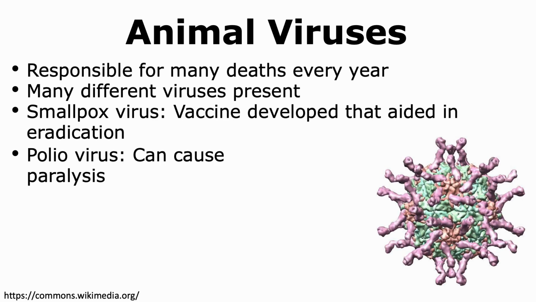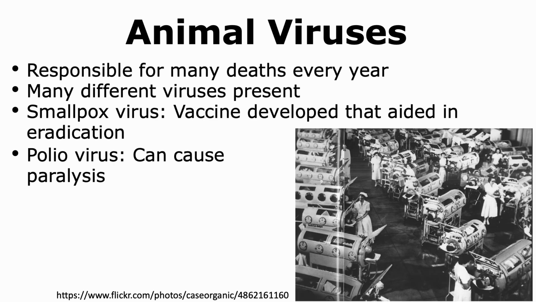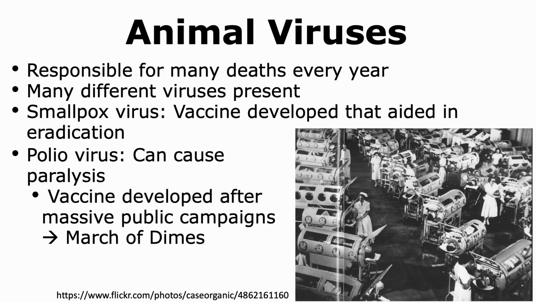A polio virus causes polio, and the disease polio usually results in paralysis. In fact, in the 1900s, we had so many people that were afflicted with polio, and many a times to help them through the disease, they had to be put into these chambers called the iron lungs. A massive public campaign was initiated, and with the help of the government, a vaccine was developed. The government established an organization called the March of Dimes, which helped in developing this vaccine.